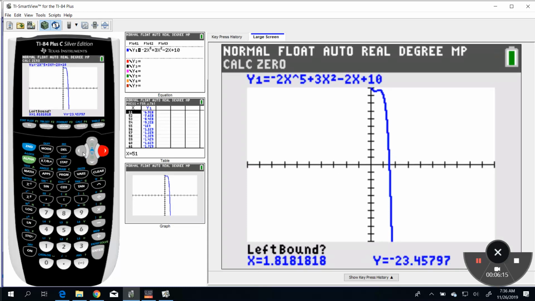So that's on the right side of it. I went too far. That's still on the left side. So I hit enter, and now I'm on the right side, and then it says guess. So I'm going to guess like right there. And it says my zero's at 1.465. So that's how we can actually find the zero.